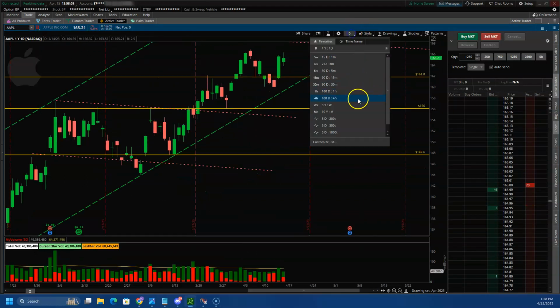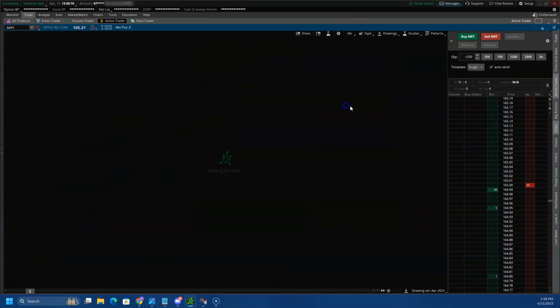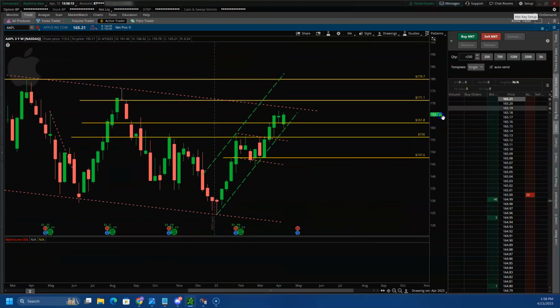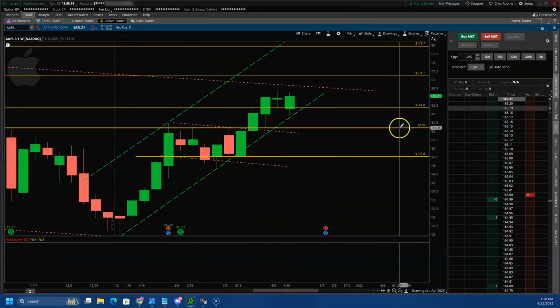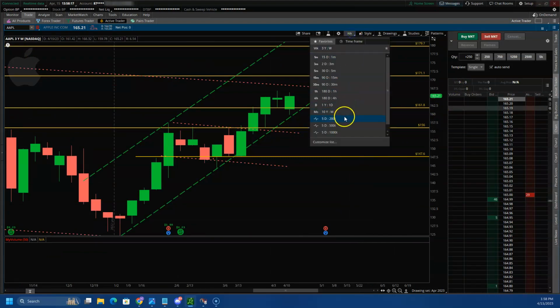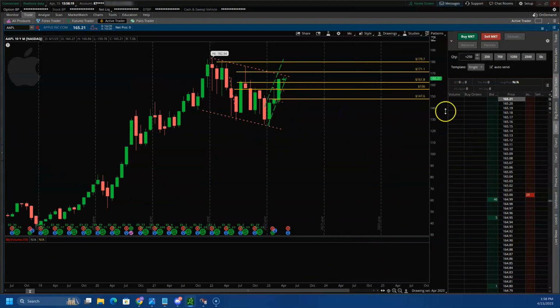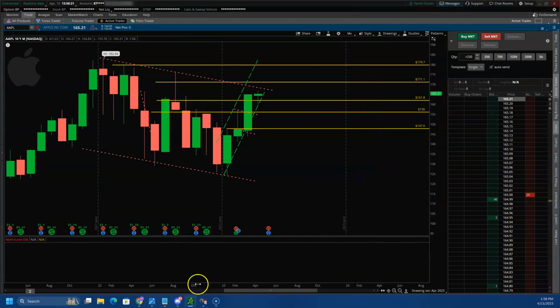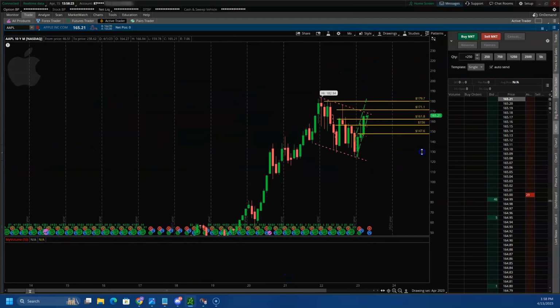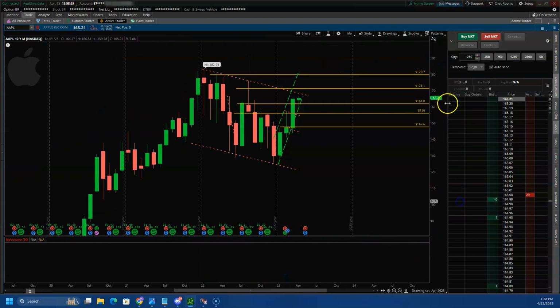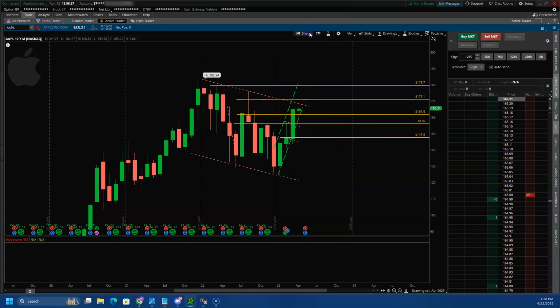Apple, really nice name, a strong name for the past few months now. Here's a weekly view. Actually, let's take a quick look at a monthly view as well. Yeah, it looks like a big monthly wide bull flag, right?